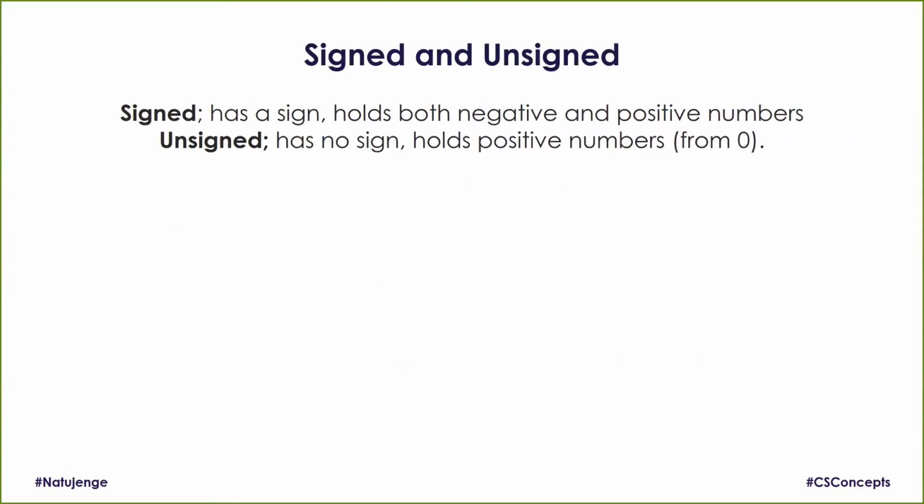Now let's get to another concept: the signed and unsigned concept as used with data types. So signed means that it has a sign, and it means that that data type can hold both negative and positive values, while unsigned means that there is no sign, and this means that all the values are positive from 0 going onwards. Now let's look at 2 data types in C programming language.